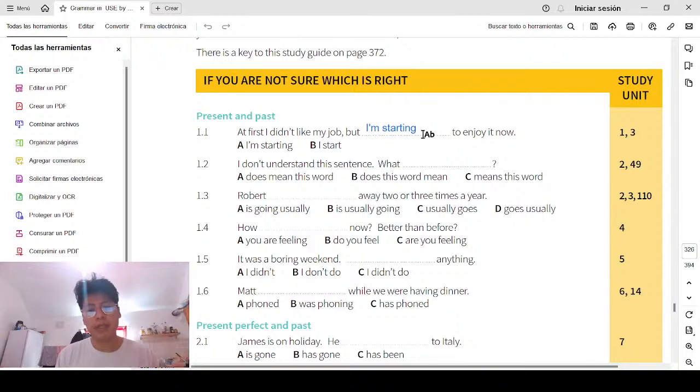Okay. Next. I don't understand this sentence. What does mean this word? Or what does this word mean? Or what means this word? So the correct answer could be what?